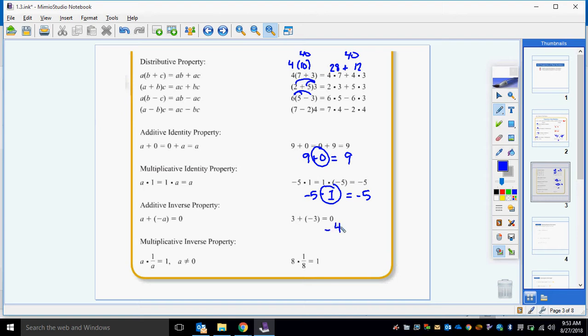Same is true if I have a negative 4. The additive inverse of negative 4 is a positive 4, and those two added together will always equal 0. So the answer to additive inverse is always 0.